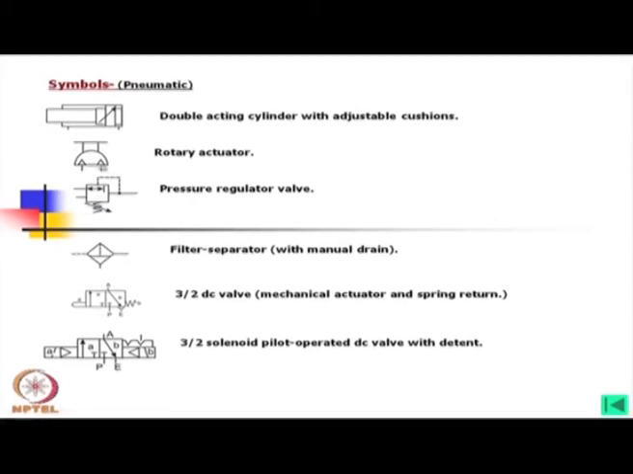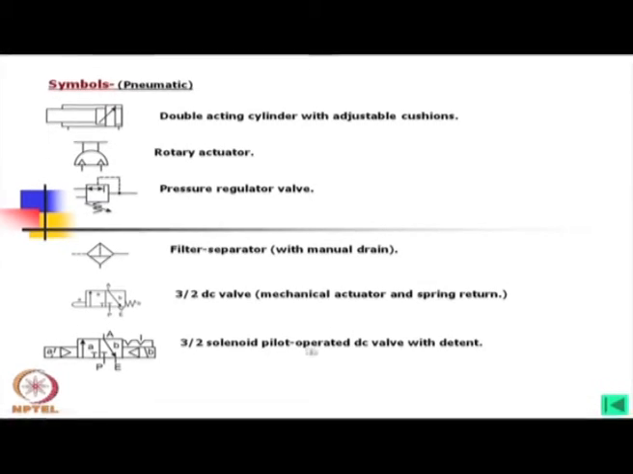And then for pneumatics, as you see, this is the double acting cylinder and this is the rotary actuator. As you see, these arrows are not filled in, and this is not a full circle also. This is a rotary actuator, meaning this is not a compressor, it is a rotary actuator motor. Now, the pressure regulator valve looks like this in the case of pneumatics, and in pneumatics we need the filter separator. Now, this is a direction control valve, a 3/2 DC valve, but looking at this arrow and this symbol, you can easily identify that this is a pneumatic, not a hydraulic one.